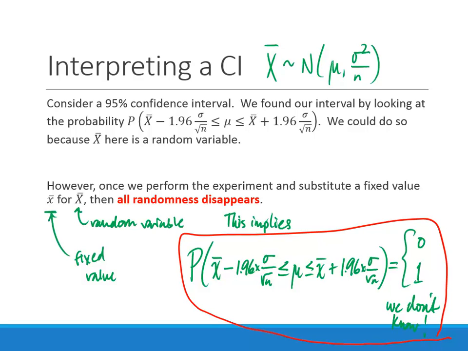So yes, we're not talking about a probability here. And this is a very, very fine distinction. I think this is kind of hard to understand, but keep in mind that before we plugged in, the probability was equal to 0.95 because x bar was a random variable. But when you actually plug in a value for it, there's nothing random about that interval anymore.